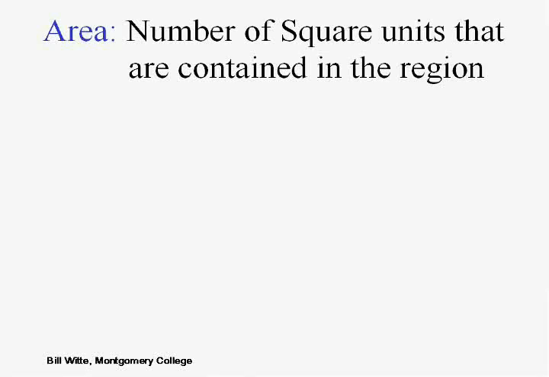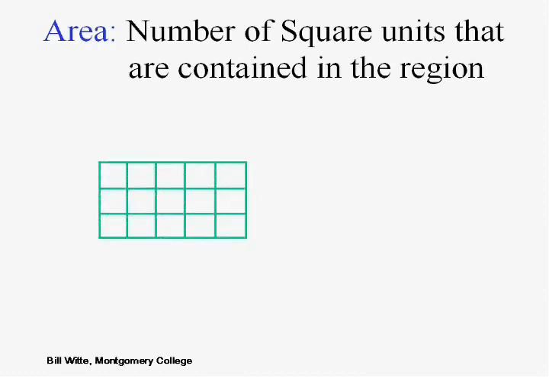Area is measured by the number of square units, whether they be square feet, square yards, or square inches, that are contained in a region. Now here's a region. The area of this rectangle is 15 squares. 15 square, well, we're going to say feet. It's probably 15 square inches.